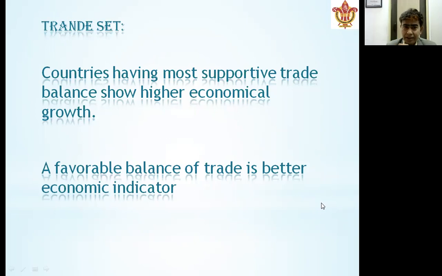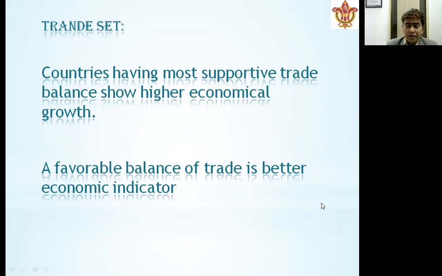The next trend from this study is that a favorable balance of trade is a better economic indicator. I repeat, a favorable balance of trade is a better economic indicator. This is very good. I think that a favorable trade balance also gives a good economic indicator. But in reference to India, I think this trend also works in the negative. This is a very surprising fact.